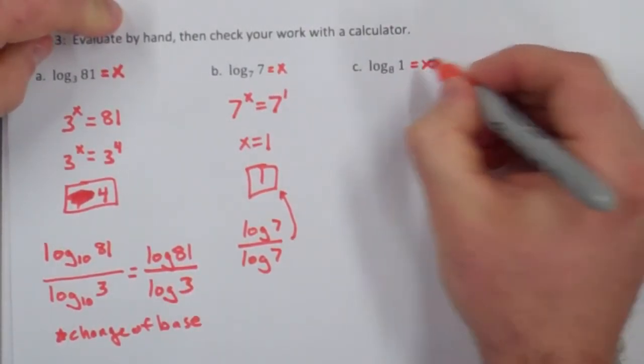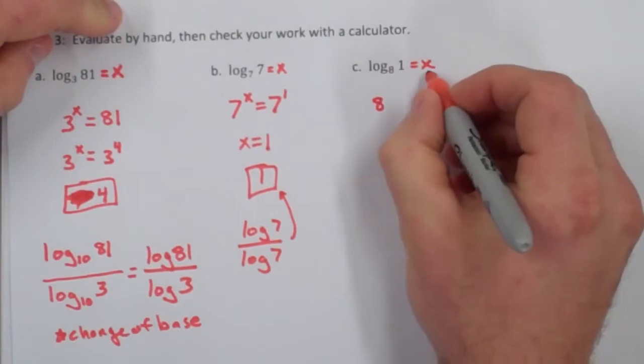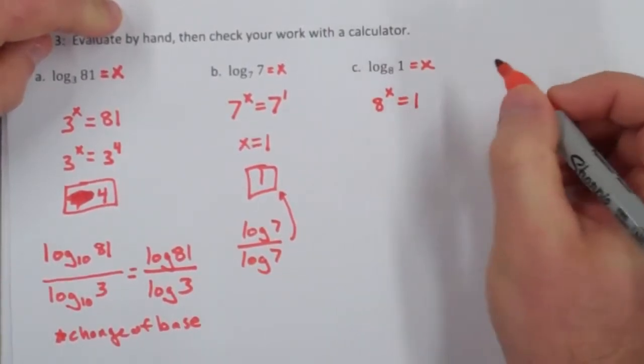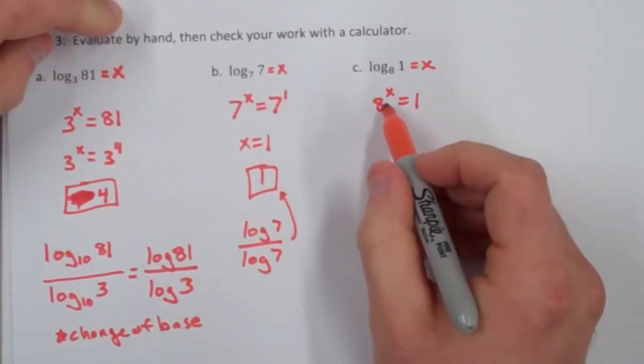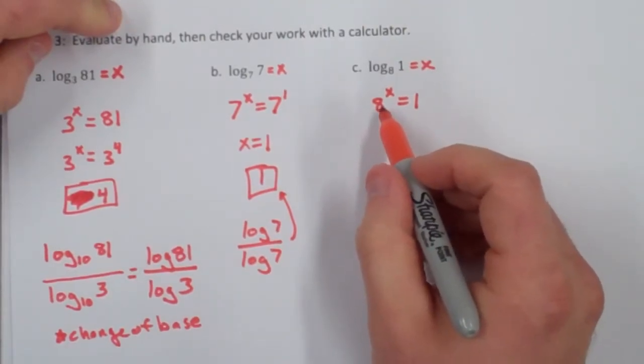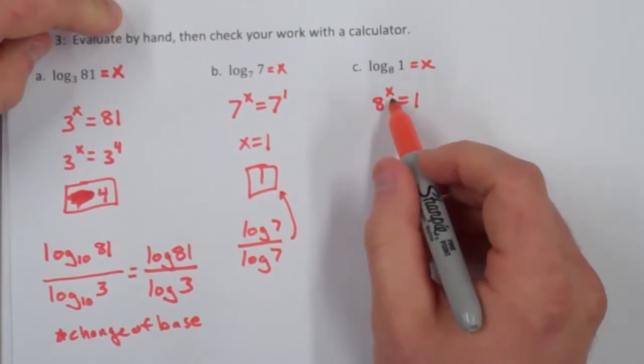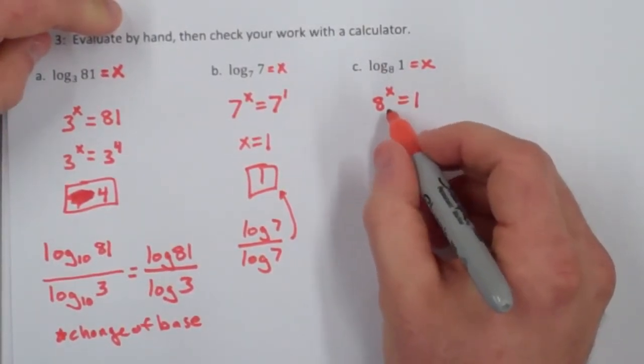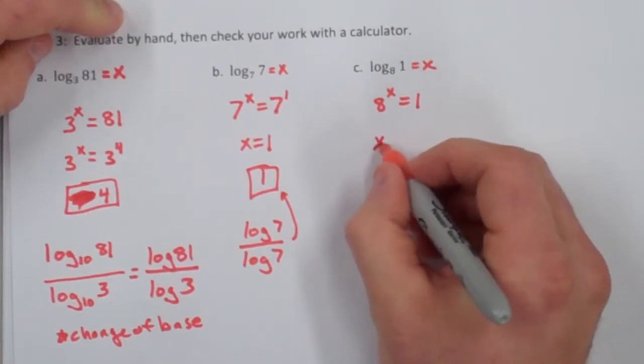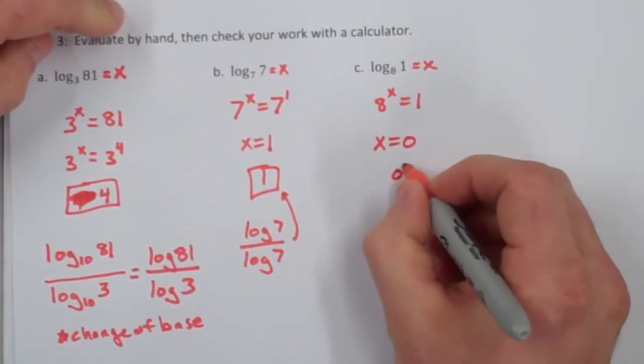Log base 8 of 1. Again, we're going to introduce a variable x. This is 8 to the x power is equal to 1. So what is 8 to some power equal to 1? Well, the power must be 0. 8 to the 0 power is 1. So x in this case is 0, and we can just list 0.